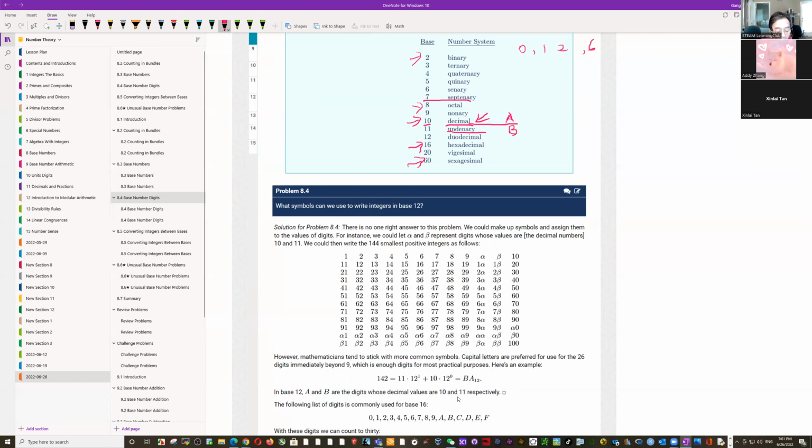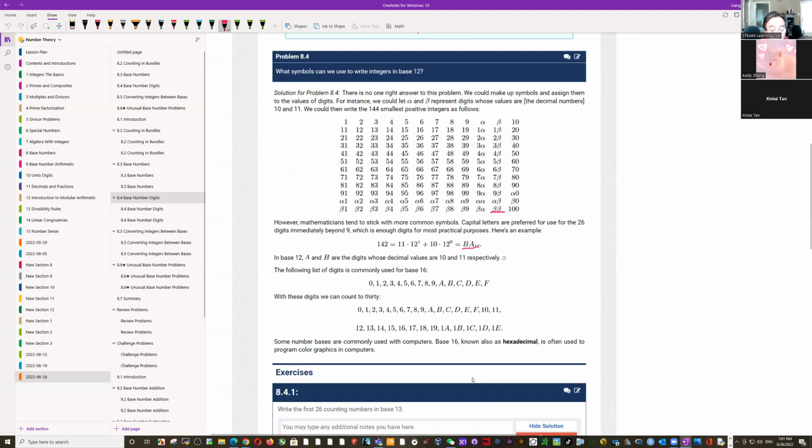Even in the same book, sometimes it uses Greek letters and sometimes English letters. Both of them are okay; they're interchangeable. Given 26 letters, you are able to express all the way to 36 digits, which is quite convenient. You can express a base 36 system. And this is the hexadecimal, which is extensively used on the internet.